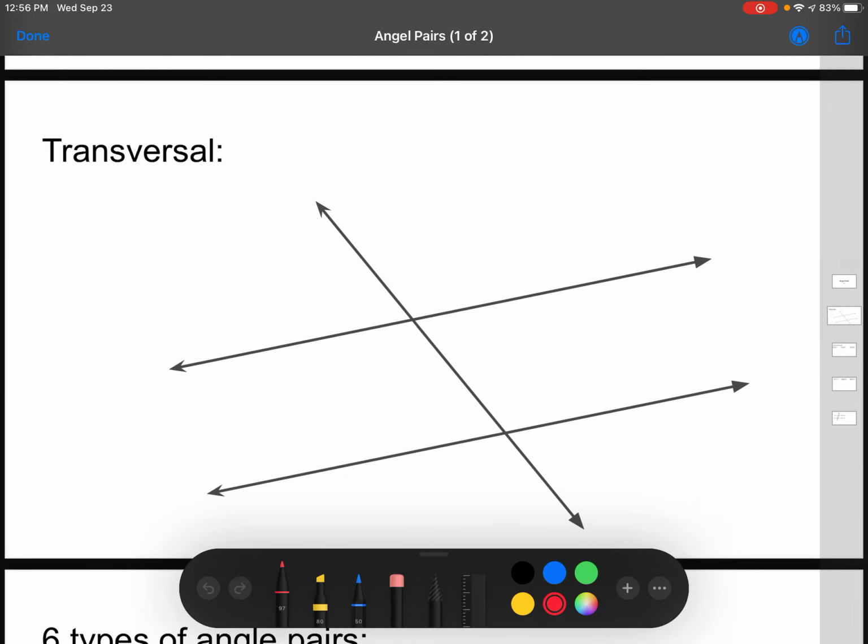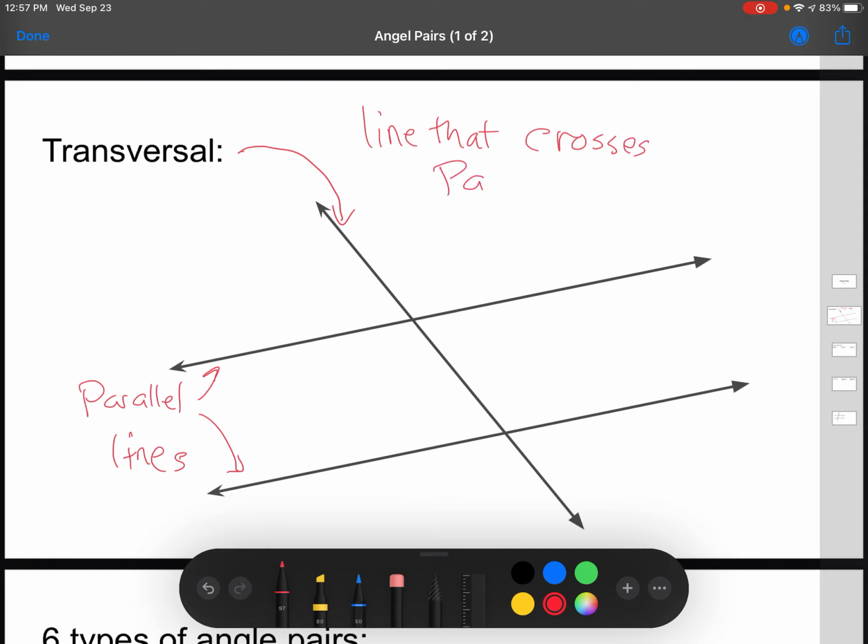So when you have two parallel lines, so right here, we have two parallel lines, and they're crossed with another line, so a third line. That third line is the transversal, the one going through the two parallel lines. So we'll call it the line that crosses parallel lines.